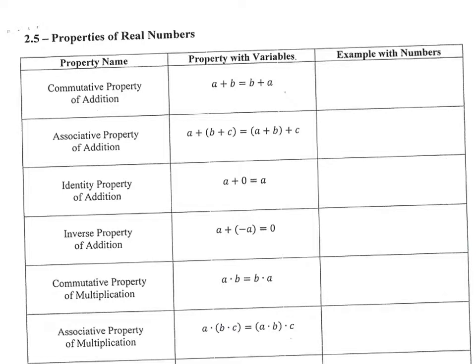So if I tell you 2 plus 10, that's the same thing as 10 plus 2. You've used the commutative property. So when it's addition, because you're adding the 2.